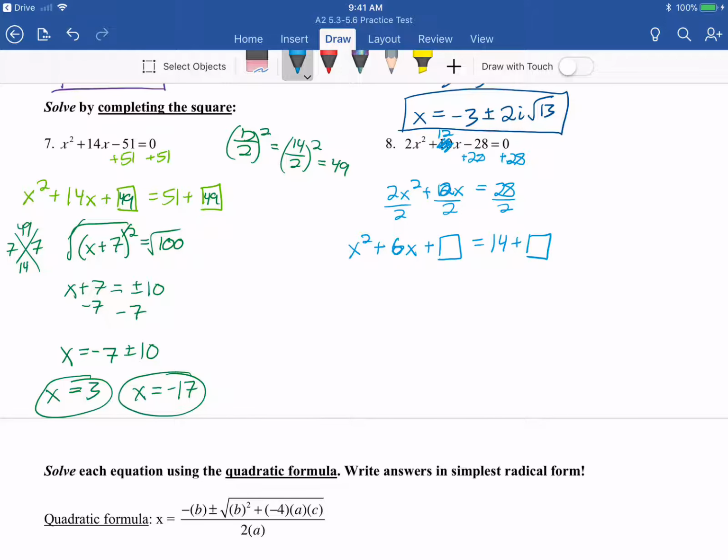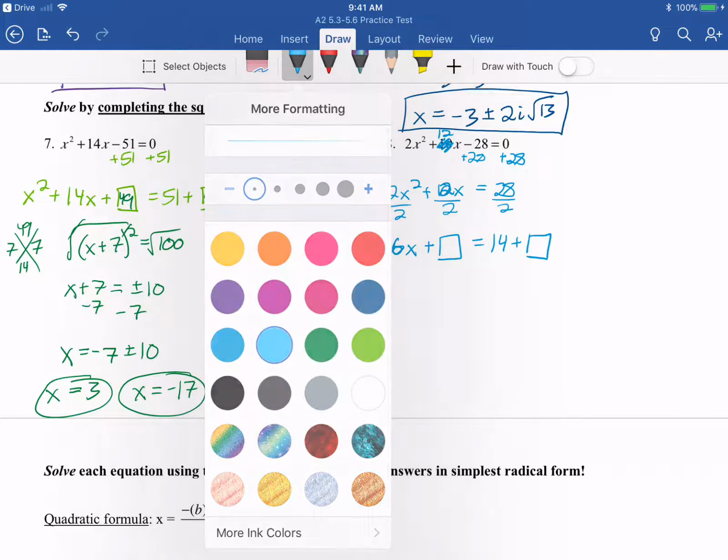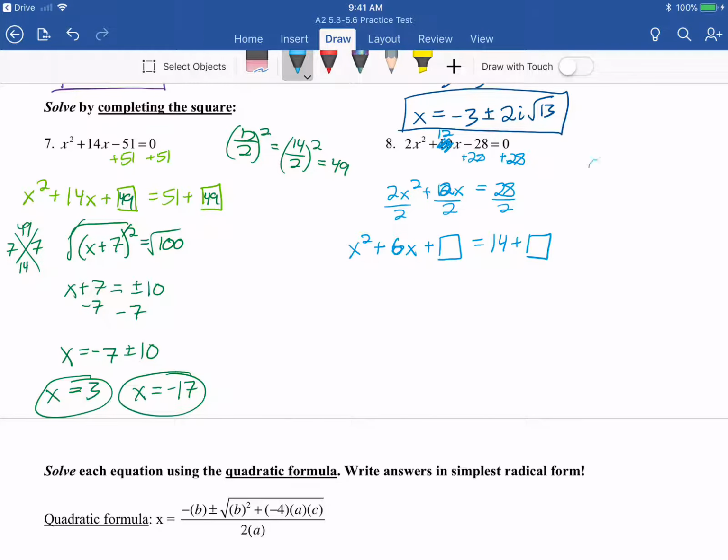All right, so now again, here's where we add that b over 2 squared. So now my b is 6, 6 over 2, and square that is going to be 3 squared, which is 9. So I add 9 into both those boxes. All right, factor that left-hand side. You put 9 on the top, 6 on the bottom. So you get 3 and 3. So you have x plus 3 squared is what this turns into. Equals now 14 plus 9 is going to be 23.